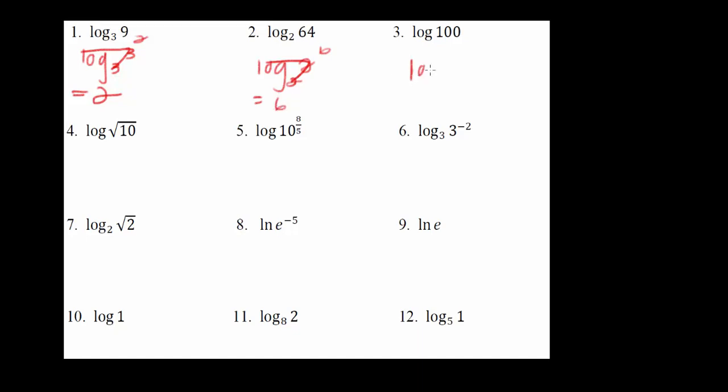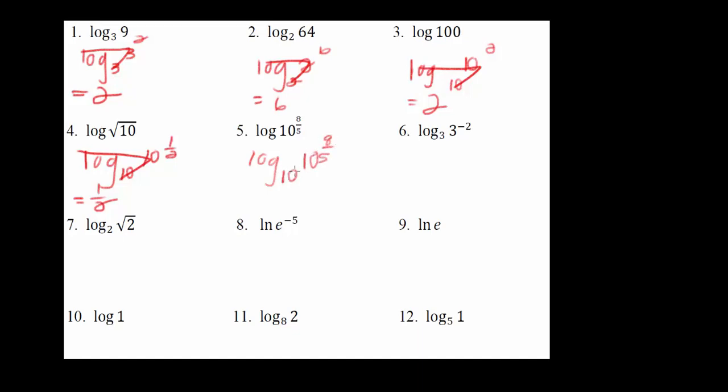Now 100 is 10 squared, and remember that we have a base of 10 that we don't see, so it's just 2. I can rewrite this as 10 to the 1/2 power, and then you have that base of 10 that you don't see, and so we just have 1/2. Same thing right here. This is 10 to the 8/5 power. That base of 10 we don't see, and we're just left with 8/5.